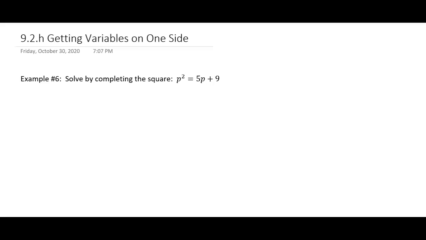So this one should look a little different to us. We've got the p squared on the left, but the 5p needs to be over on the left also. So we're just going to subtract it over. So p squared minus 5p. Leave yourself a little room to add in the special number. And then we'll leave the 9 on the right.